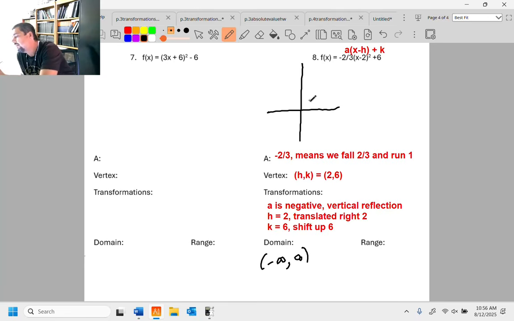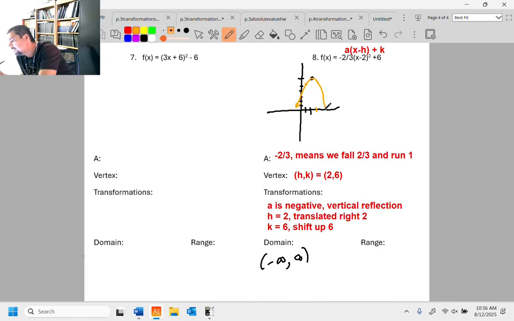Anywho, what do we got here? We got a right 2 and we got an up 6. Puts us about right there. And then we're supposed to fall 2/3. Now, you know, that's going to be hard to do on this thing. That's mostly falling 1 unit, right? That's what it is. So fall 2/3 and run right 1. Fall 2/3 and run left 1. And you've got a fairly wide parabola.